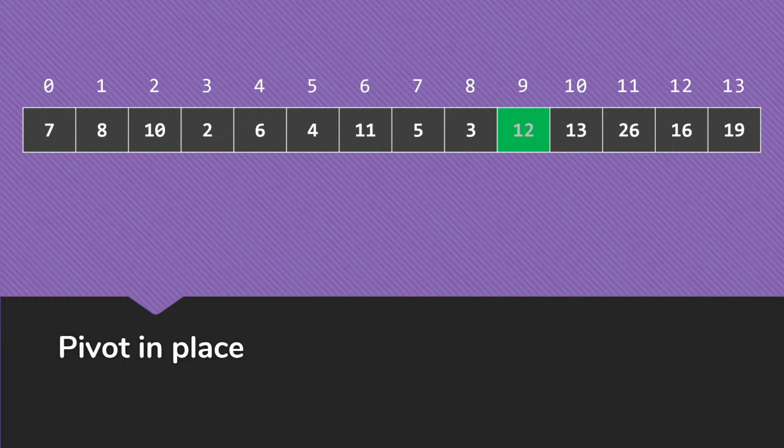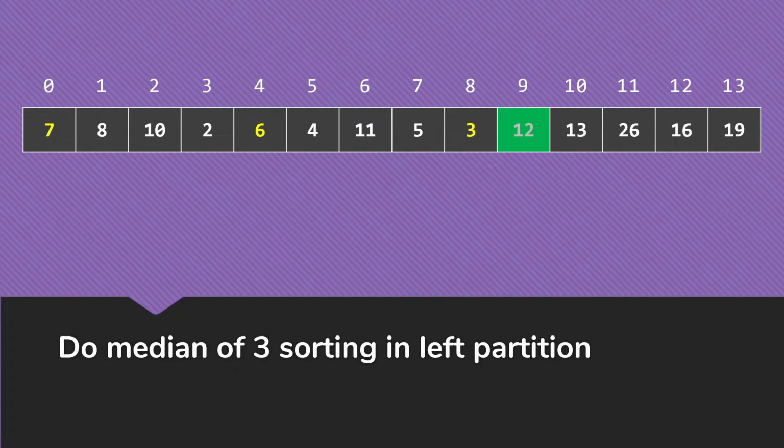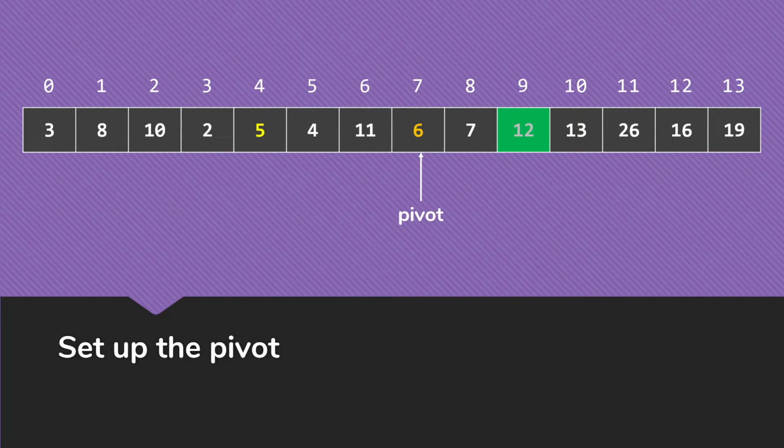So far, this doesn't look that different from what we had before. Some things are in a slightly different order than they were before, but we have mostly the same thing. However, from here, we're going to see some somewhat different behaviors. So we now do the median of three sorting again in the left partition. So we have the 7, 6, and 3. We're going to put those in order. And then that 6 in the middle, we're going to swap with the 5, setting it up as the pivot.